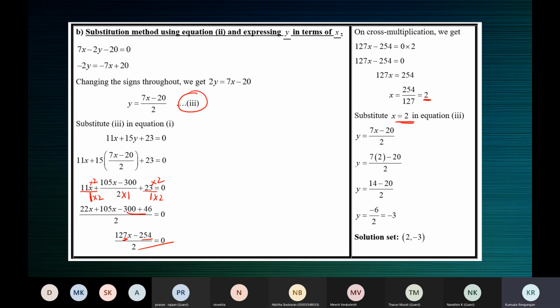Now you will say, why not in 1? You do in 1, nothing wrong, you'll get marks. You can also substitute in 2. But do it in 3. It's conventional.